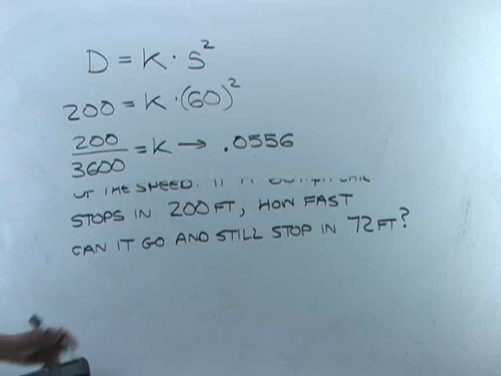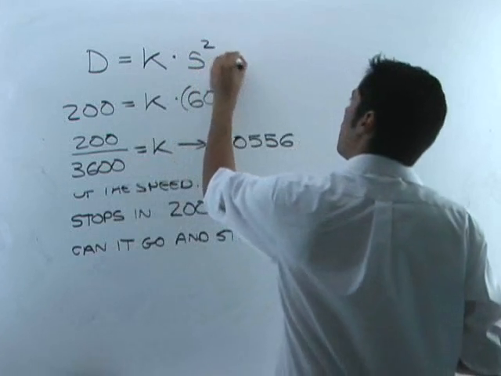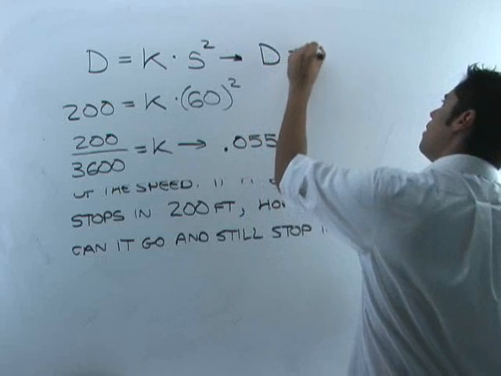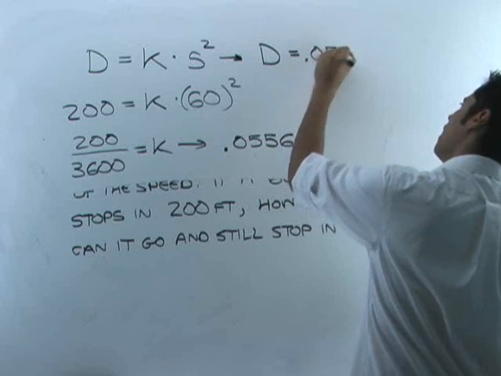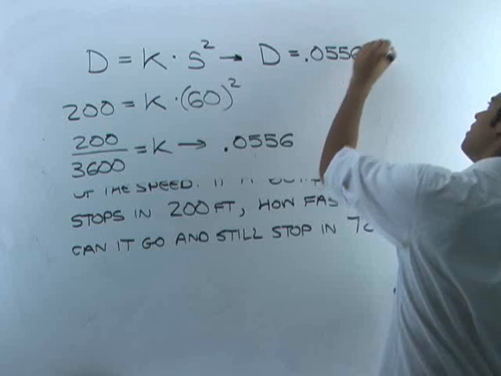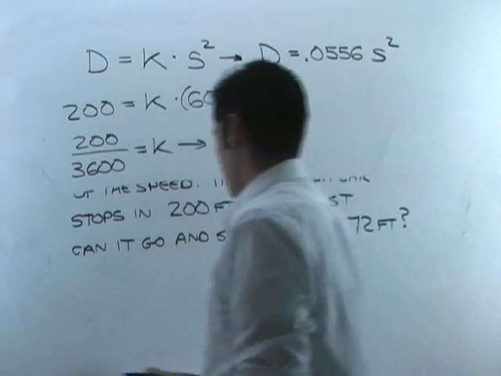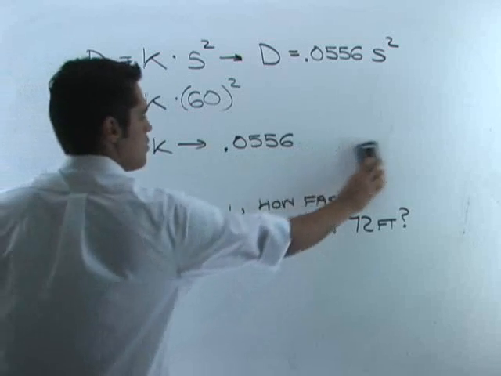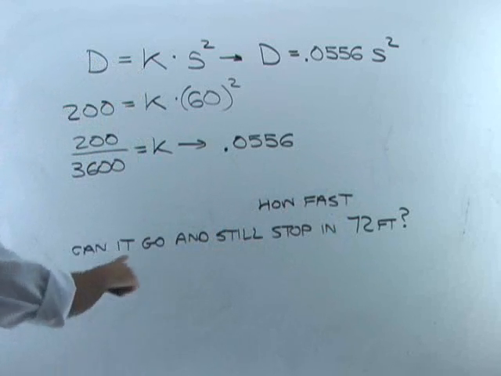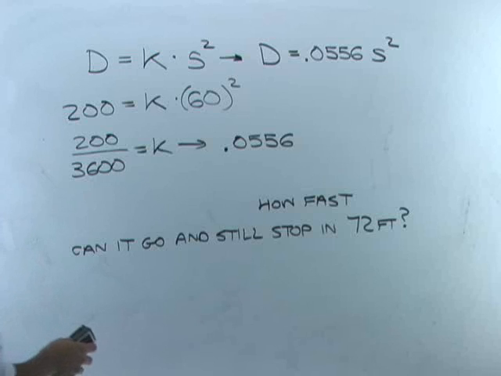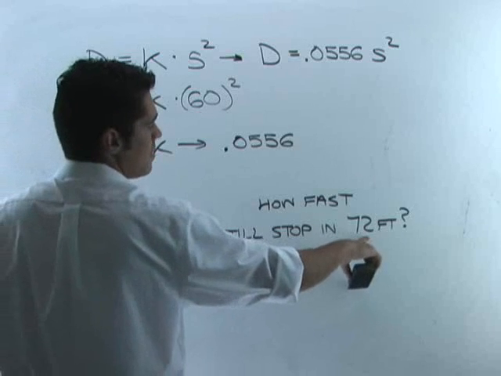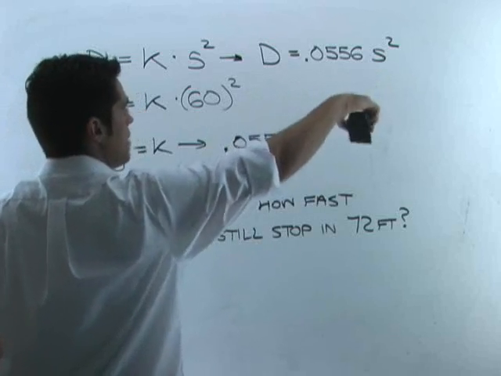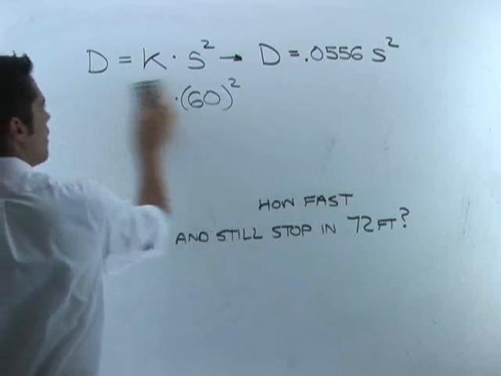Now what we'll do is we'll go back up to this. We know that our distance for this particular car is going to be equal to 0.0556 times the speed squared. And now what we can do is we can answer the last question. The last question was, how fast can it go and still stop in 72 feet? So what we're given here is the distance, 72 feet. We need to plug 72 in here and find our speed s. So I'll do that right here.